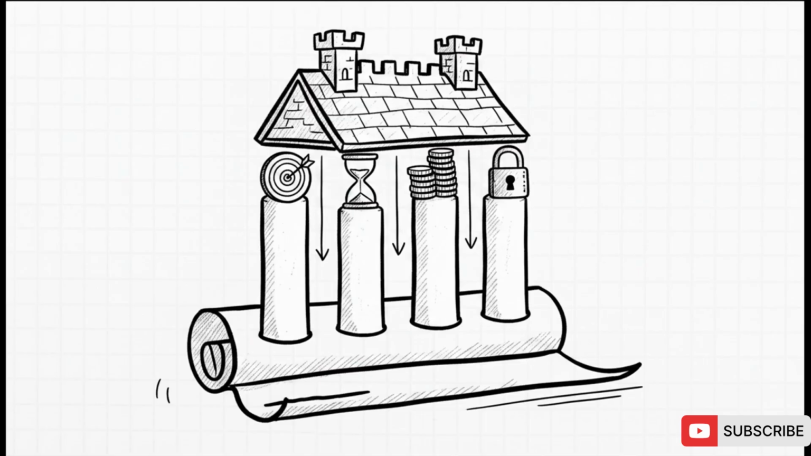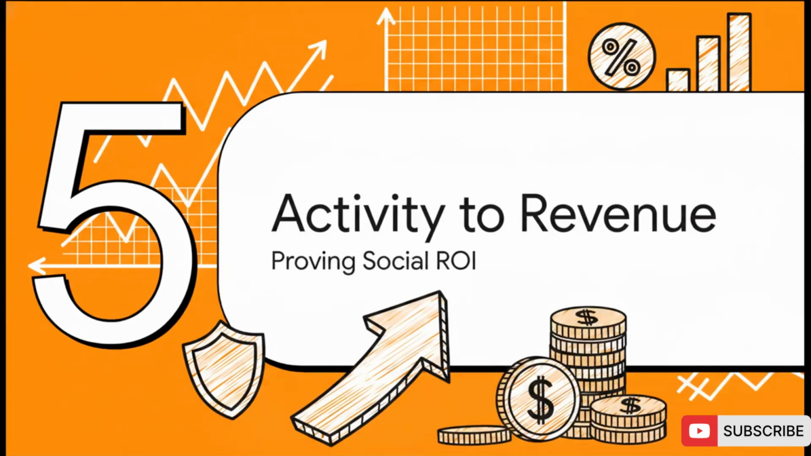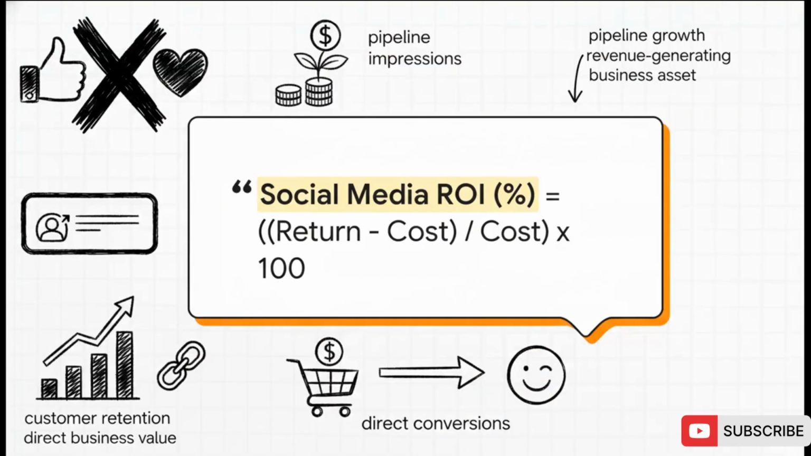post ever goes live. Okay, we've arrived at the final section, number 5, turning activity into revenue. Now we're getting to the ultimate executive question. How do we connect all this protected activity to the bottom line? Well, we have to strip away fluffy marketing jargon like likes and impressions and apply this standard formula. Return from social media minus the cost of social media marketing divided by the cost multiplied by 100. We are strictly measuring the direct business value generated relative to the capital you invested.